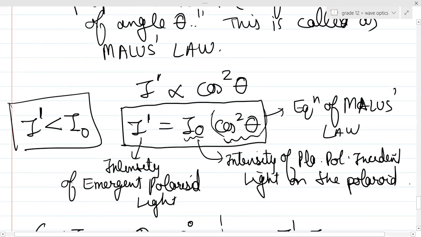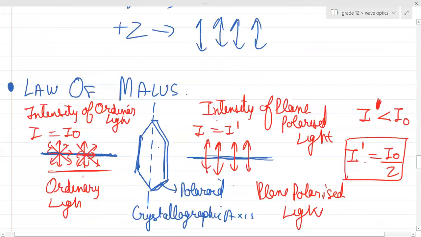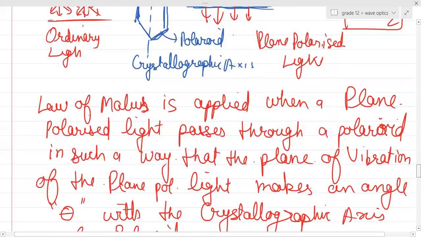The average value of cos square theta is basically 1 by 2. Maths people might relate to it. So basically what happens is when you pass an ordinary light through this particular thing, we say that the average intensity of the plane polarized light is reduced to half, because you take a small element and integrate, and you finally get the answer as the average value I naught by 2. Is it clear?